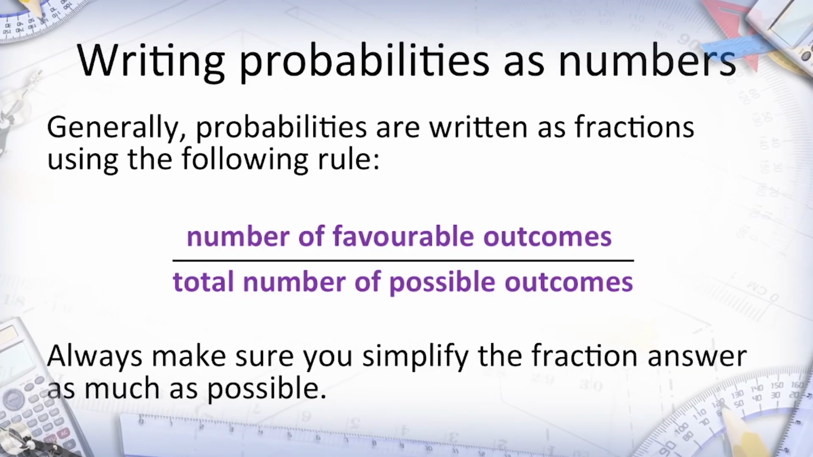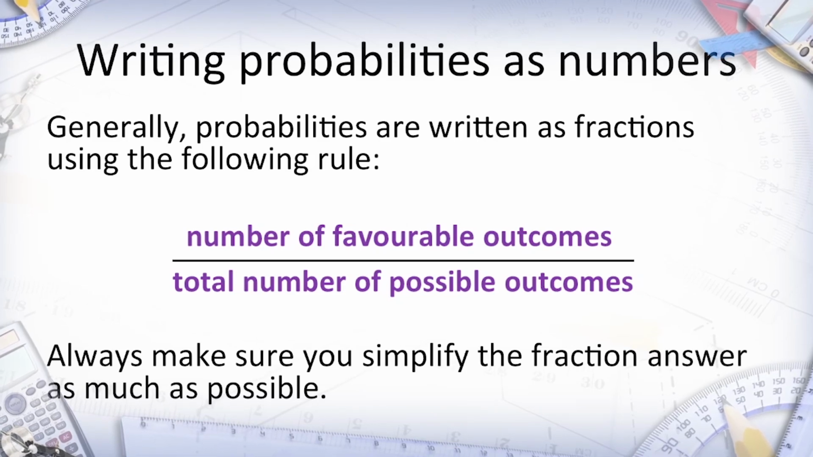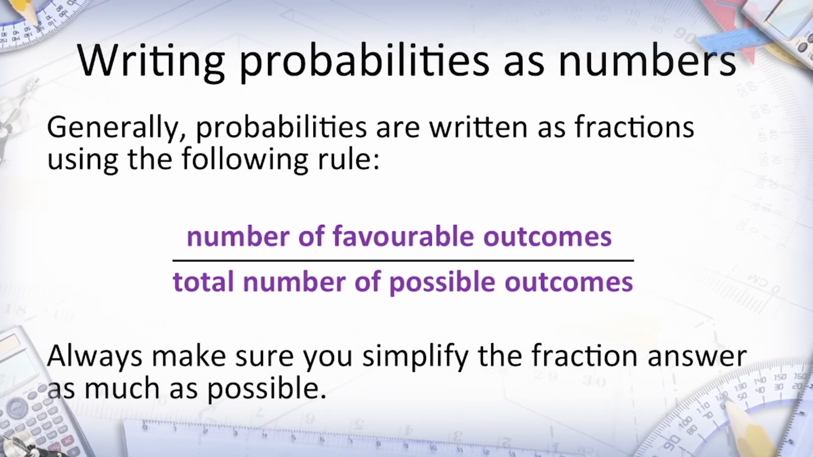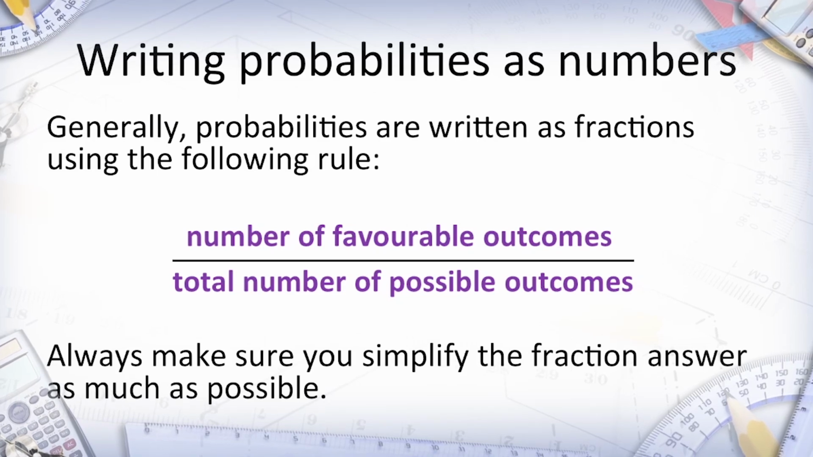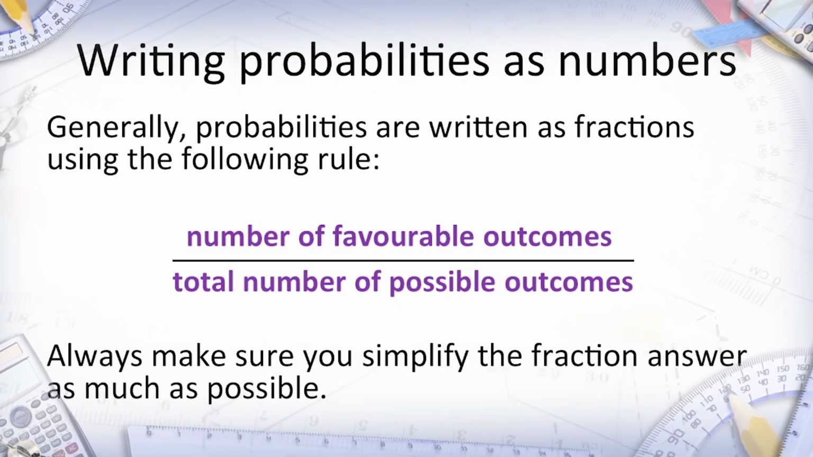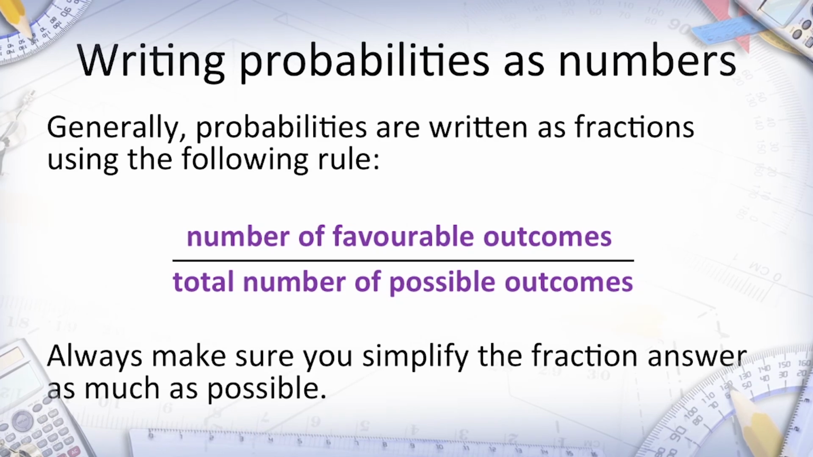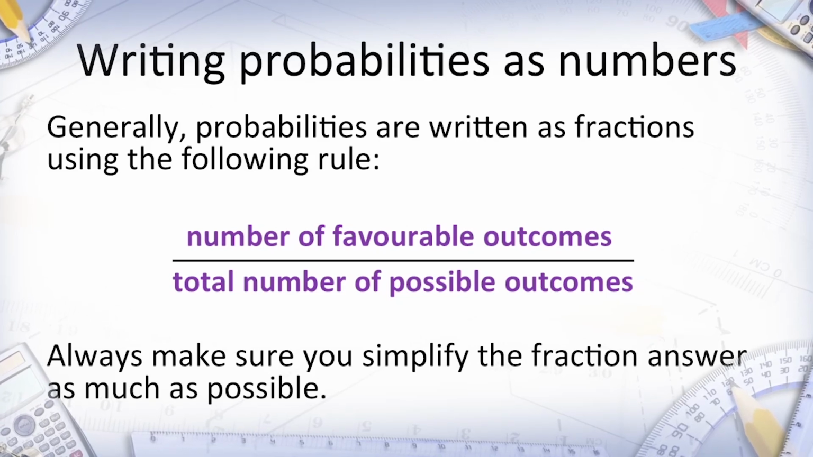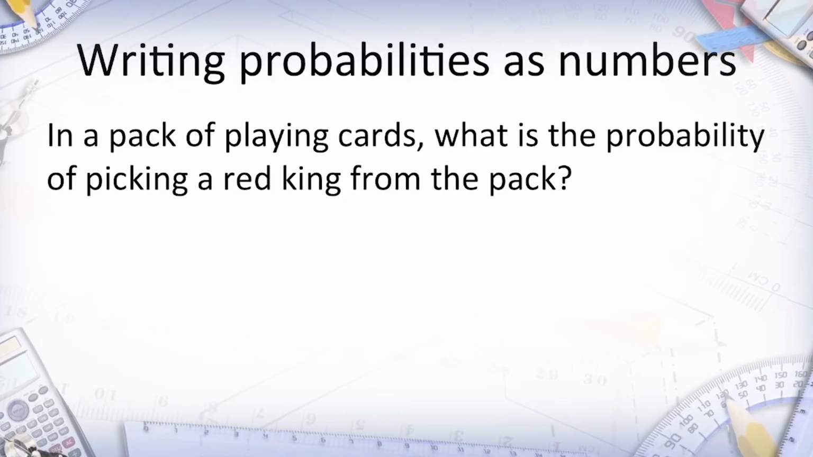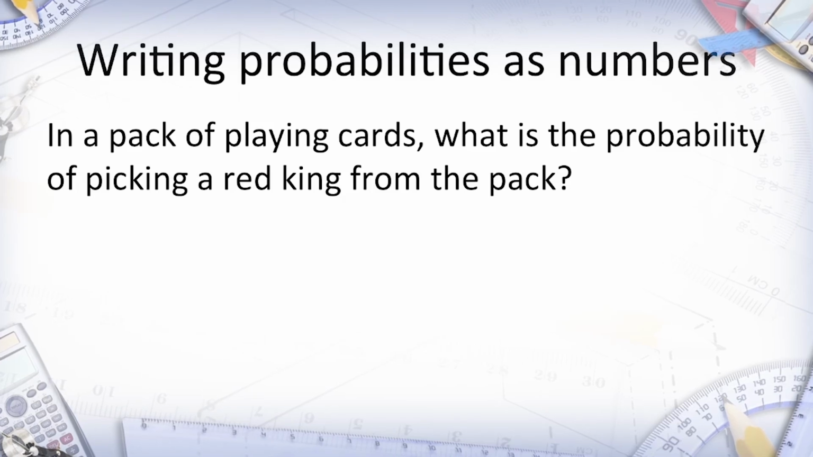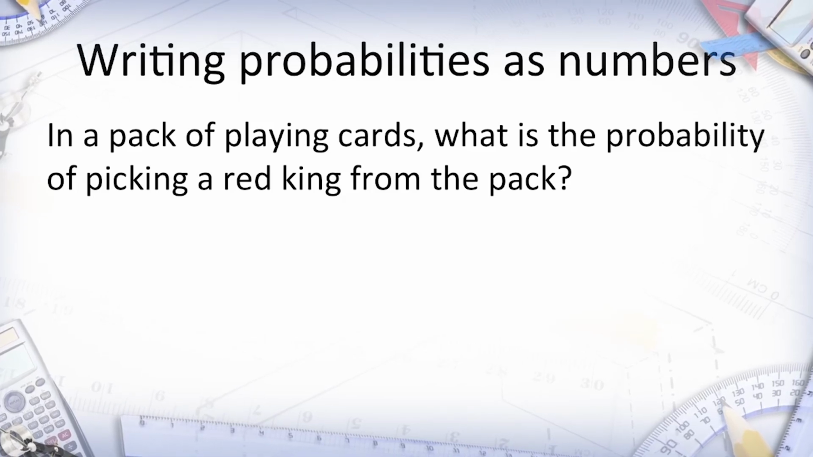Generally, probabilities are written as fractions using the following rule. The number of favourable outcomes in your experiment over the total number of possible outcomes in your experiment. Now it's always important you make sure you simplify the fraction answer as much as possible. So let's look at an example now where we have to write a fraction as our probability. In this question here it says, in a pack of playing cards, what is the probability of picking a red king from the pack? Now before we can do this, we need to know how many kings there are in a pack of cards, as well as how many cards there are in a pack of playing cards.